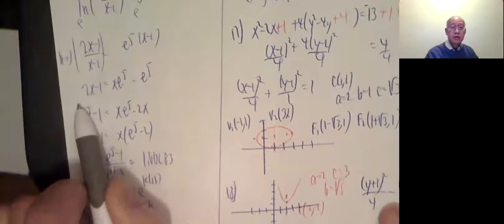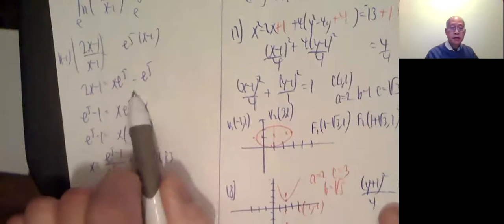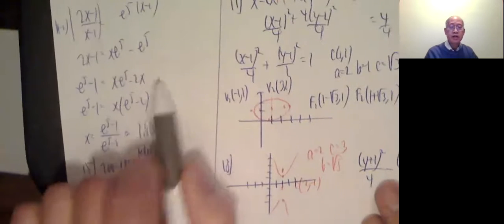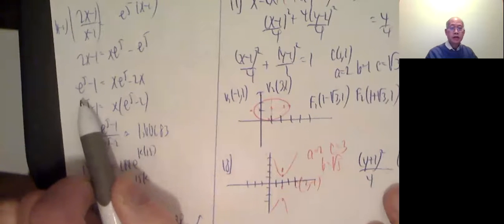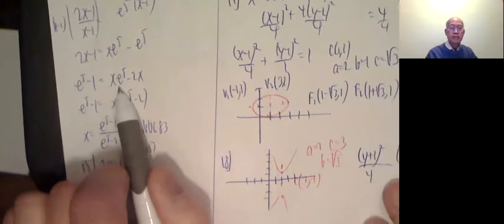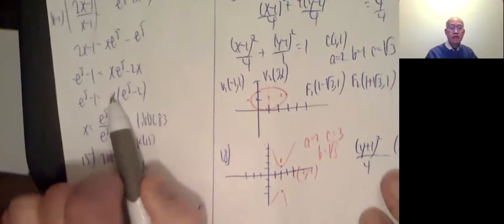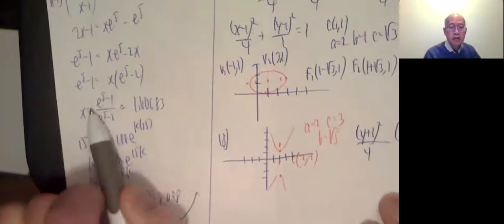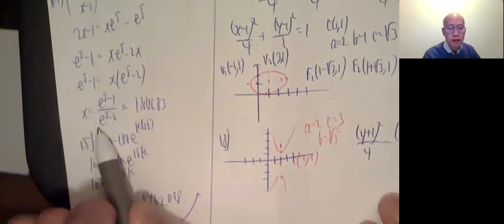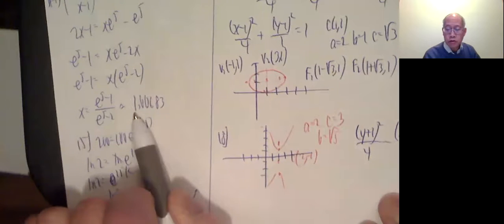Subtract 2x on both sides and add e to the 5. Get all the x's on the right side and everything that doesn't have an x on the other side. So it looks like this. E to the 5th minus 1 is x times e to the 5th minus 2x. Factor out the x. Divide by e to the 5th minus 2. So the exact answer is e to the 5th minus 1 divided by e to the 5th minus 2. It's approximately 1.00683.